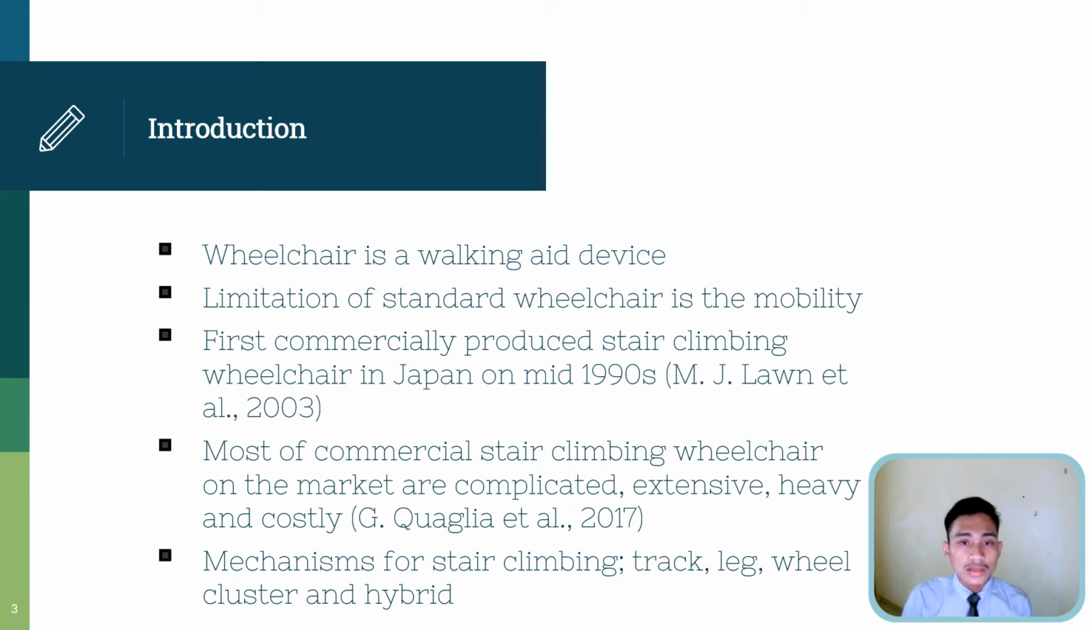According to M. Jalon, 2003, the first commercially produced stair climbing wheelchair became available in Japan in the mid-1990s. There are several commercial stair climbing systems on the market, but most of them are complicated, extensive, heavy, costly, and need many sensors and actuators, based on CATIA 2017. Therefore, the different proposed mechanisms such as track, leg, wheel cluster, and hybrid methods have their specific features and disadvantages.